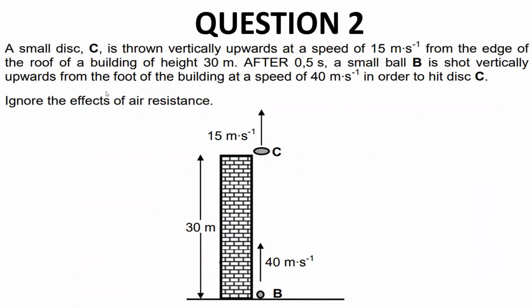A small disk, C, is going up with 15 meters per second. So the initial velocity is 15, going up from this corner. The initial height is 30 meters. After 0.5 seconds, with C going up, B starts going vertically up with 40 meters per second. This is our motion. And then they said to ignore the effects of air resistance. All right, this is our question.